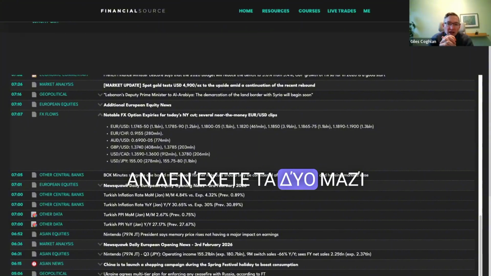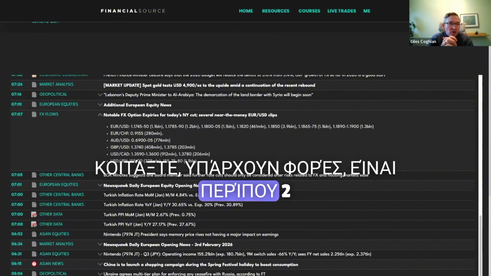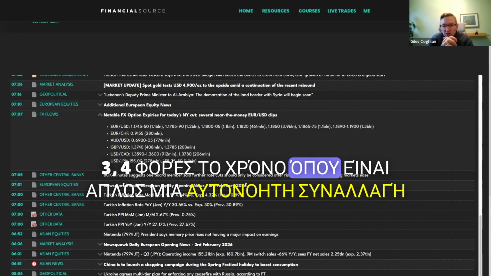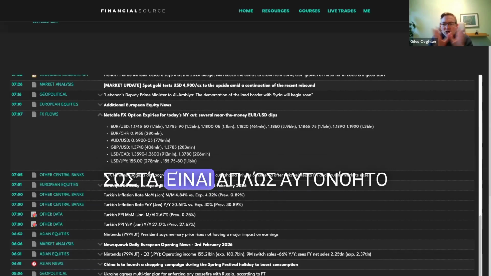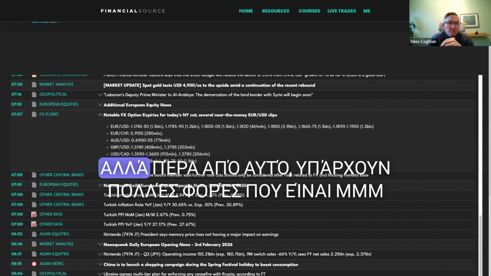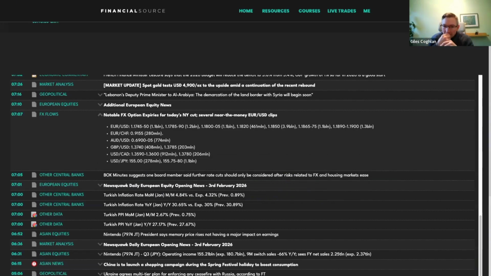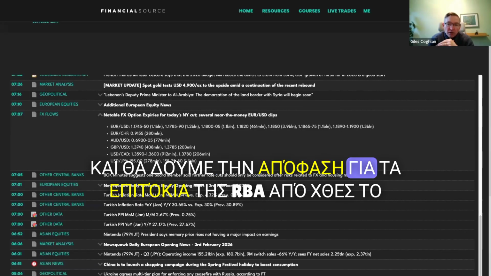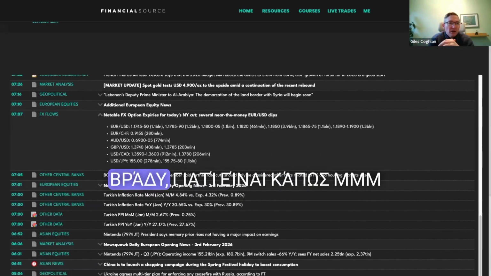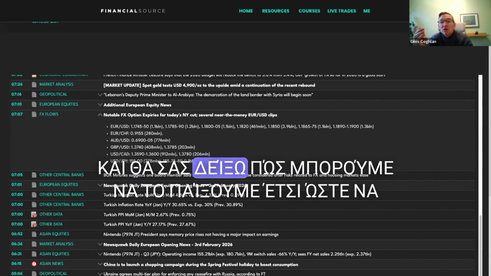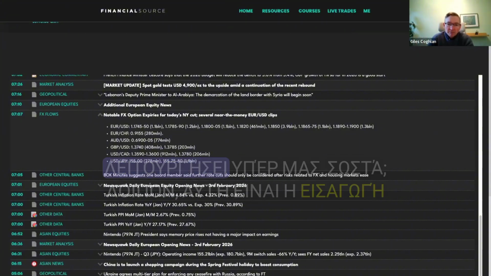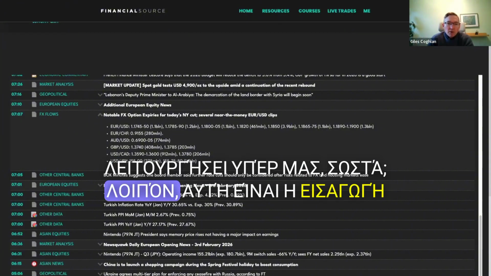If you don't have the two together, look, there are times, about two, three, four times a year, when it's just a no-brainer trade, right? But aside from that, there's lots of times when it's, and we'll look at the RBA interest rate decision from last night, and I'll show you how we can play that to make it work in our favor. Right? So that's by way of instructions.